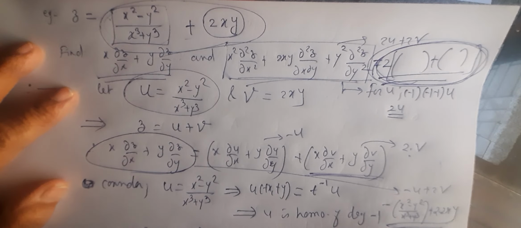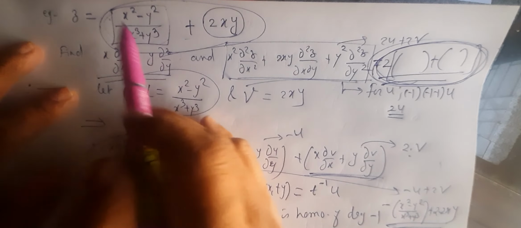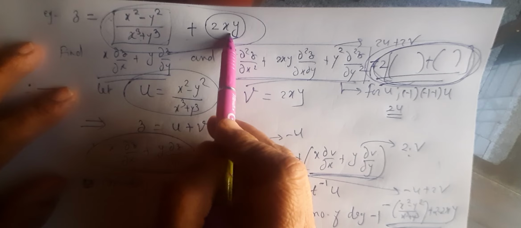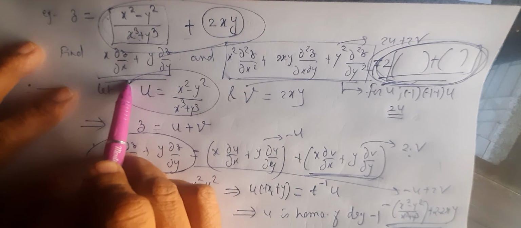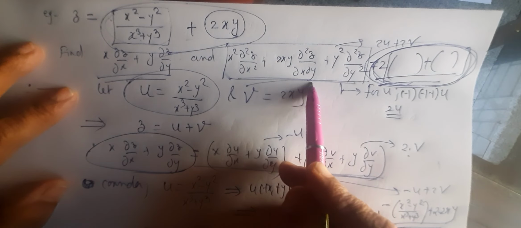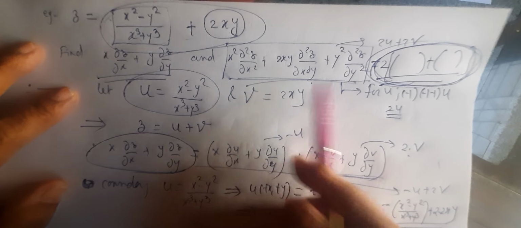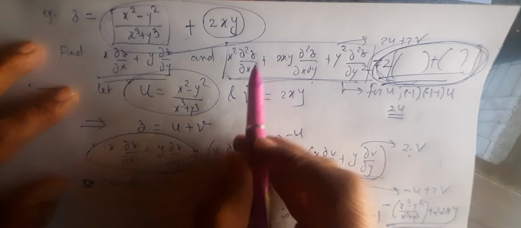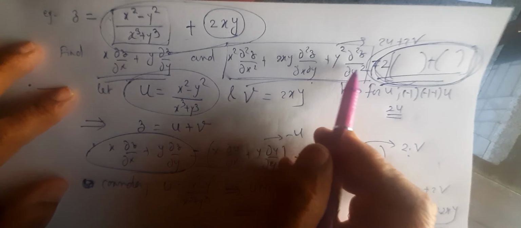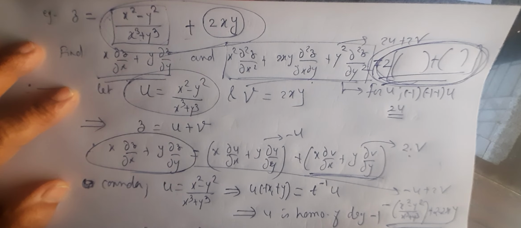In the next lecture we will see the case where it is neither homogeneous nor written as a sum of two homogeneous functions. Still we want to find this expression as well as this expression. What to do? Do we really have to actually find these derivatives? No. We have corollary 2 and 3 of Euler's theorem for that, which will again make this very easy.